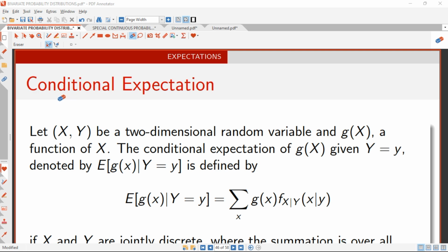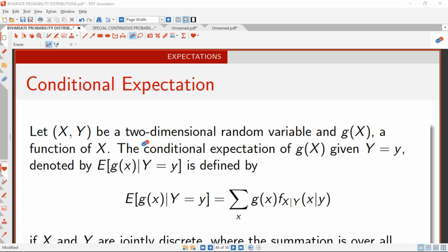Today we are going to continue a series of videos on probability theory, and today we are going to tackle conditional expectation. Let X and Y be a two-dimensional random variable and g(x) a function of X. All that g(x) represents here is just a function of x. So anything in the form of x, we are just representing by g(x).